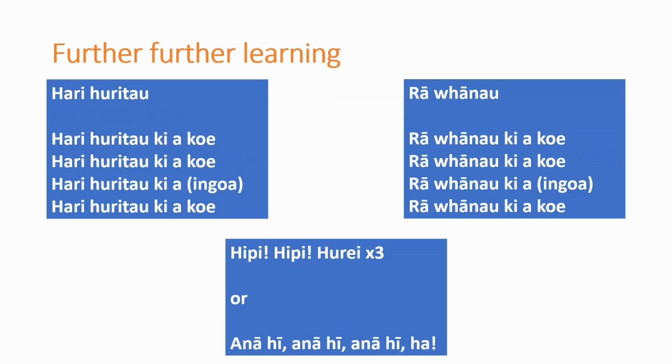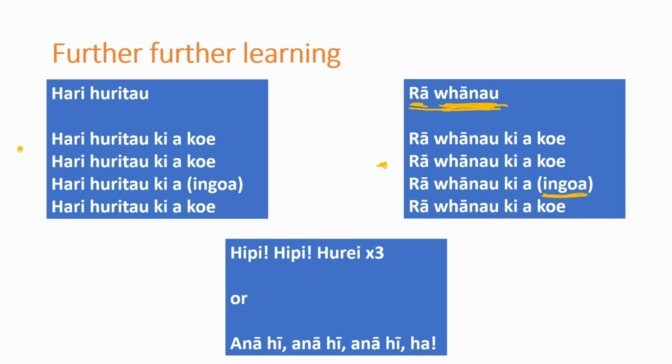All right, and this is further learning if you really want to get into it, especially the birthday spirit. There are 2 versions of happy birthday in te reo Māori. In the curriculum, it's the rā whānau. Rā means day. Whānau means family usually, but the other meanings are to give birth or to be born. Therefore, rā whānau means birthday. So you can say rā whānau kia koe, rā whānau kia koe, rā whānau kia ingoa, the name of someone, and rā whānau kia koe.